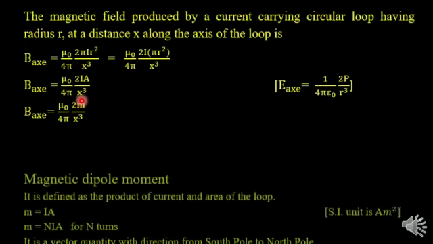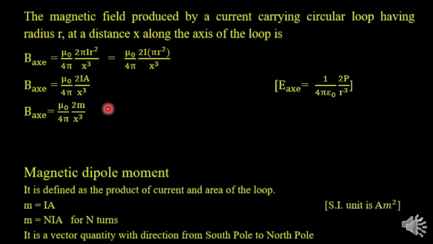So, magnetic dipole moment is the product of current and area of the loop, meaning m equals IA. This is the magnetic dipole moment for a single turn of the current loop. For N turns, magnetic dipole moment is m equals NIA. We know the direction of electric dipole moment is from negative charge to positive charge. Negative charge corresponds to south pole and positive charge corresponds to north pole. So, the direction of dipole moment is from south pole to north pole.